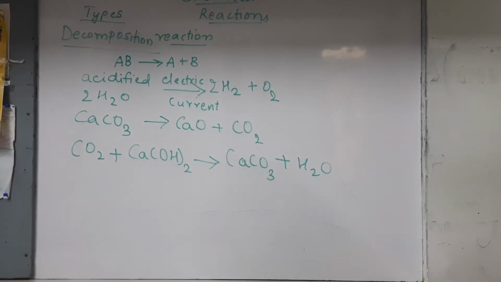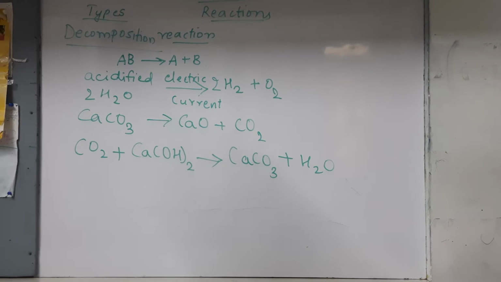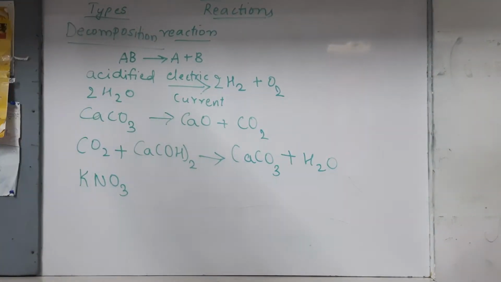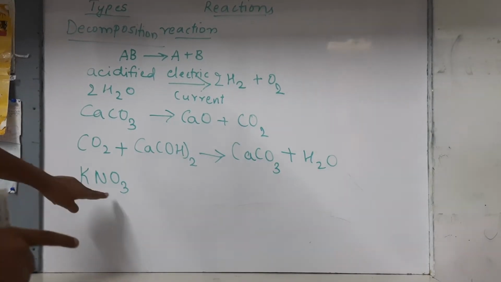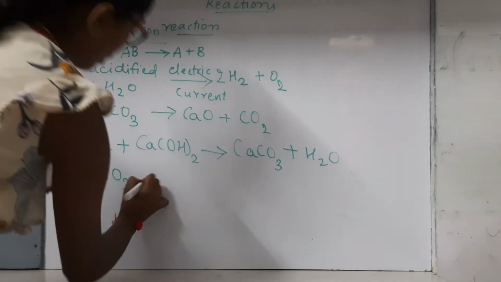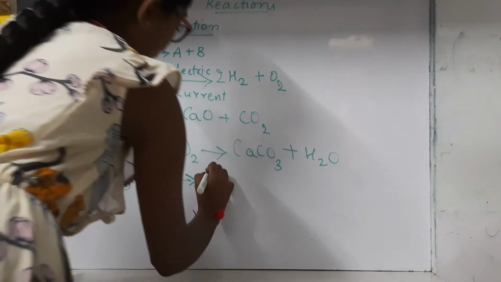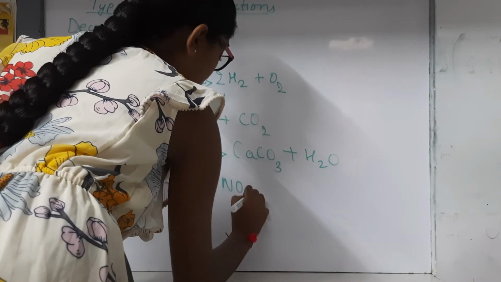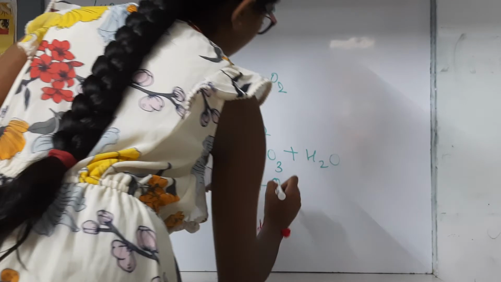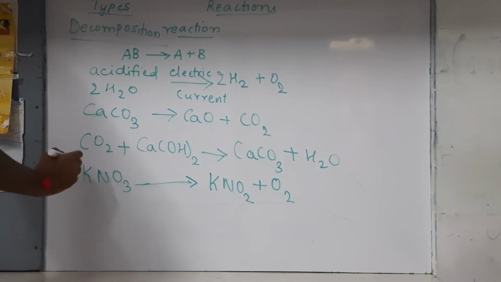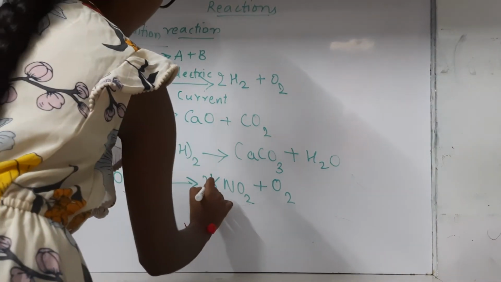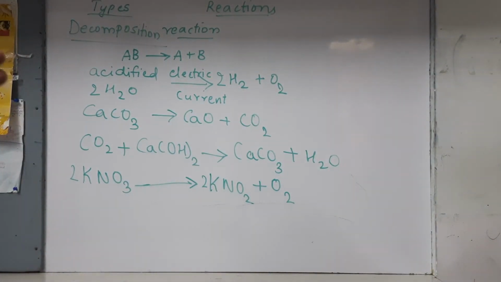Now let us see one more equation. KNO3, potassium nitrate, this is a nitrate. It gives you KNO2 plus O2. So let us balance it. 2KNO3 gives you 2KNO2 plus O2.